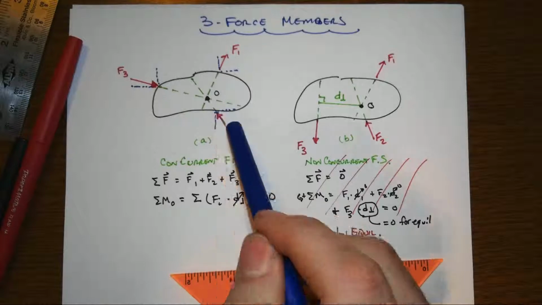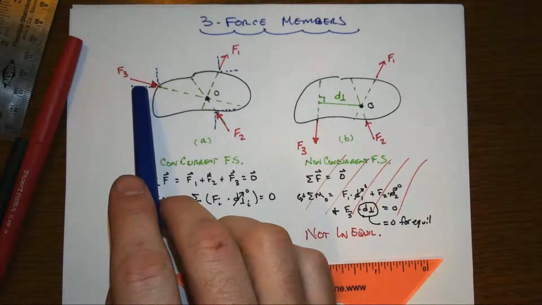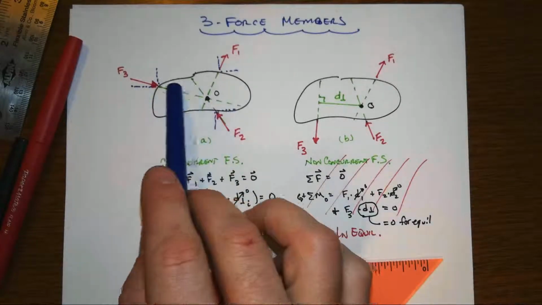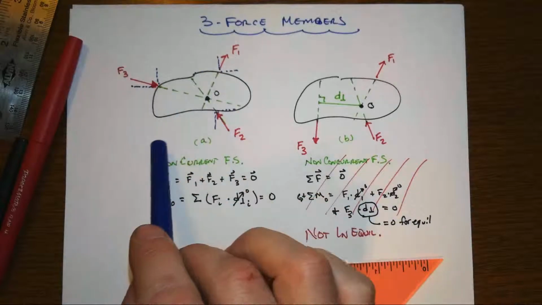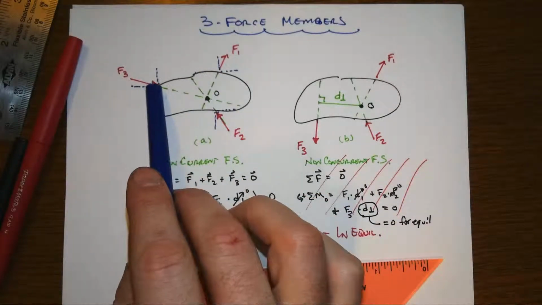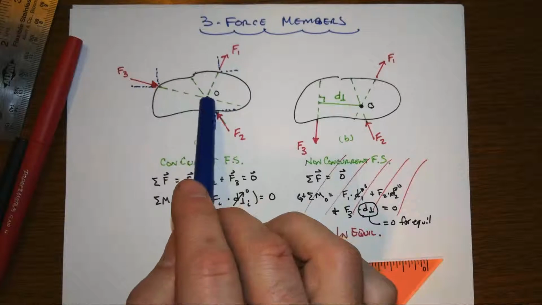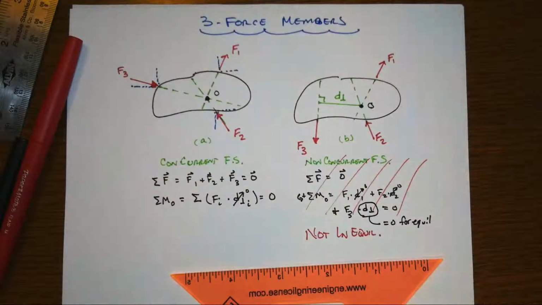They have a point of application, and when this situation is set up where I have a body with only three forces, the only way it can be in static equilibrium is if the lines of action of the three forces pass through a common point. Anything else will cause the body to rotate.